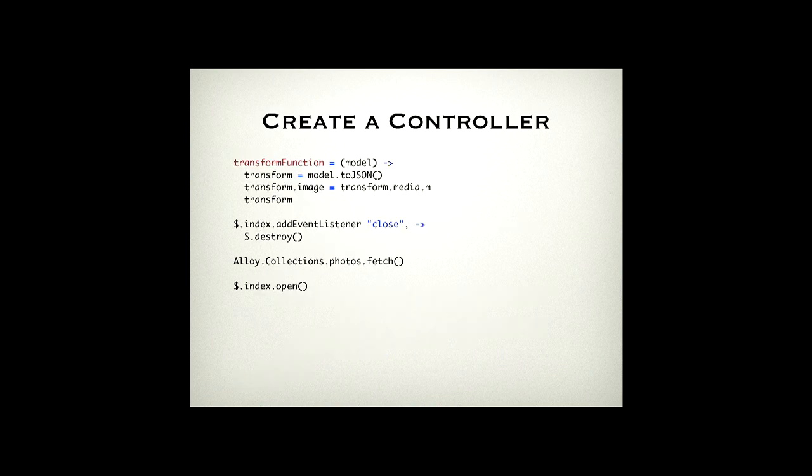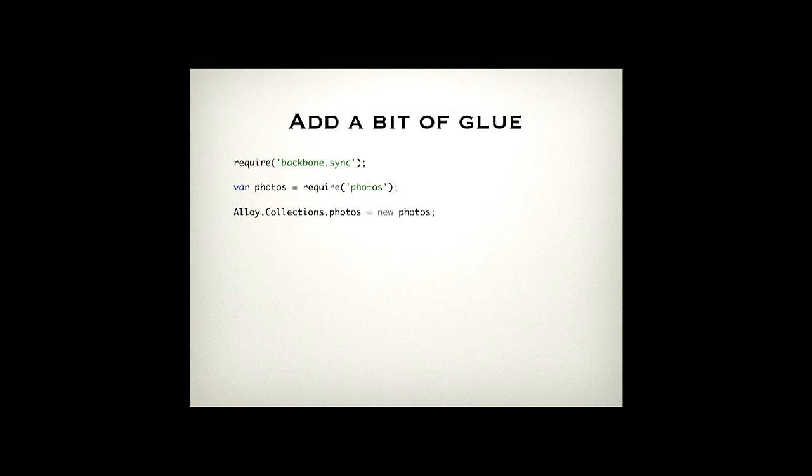Next, we create a controller that ties it all together. That transform function just takes the data that's coming back from the server and translates it into something that's a bit easier to use in the view. And then we need to make sure that we destroy the view when it's closed, so all the bindings are taken away and we don't have memory leaks and stuff like that in our application. Next, we fetch the initial set of models from the server and open that window. We add a bit of glue in the initialization to include the overrides for the Backbone sync method. We then fetch our common.js photos model, and then we add it to the Alloy collections namespace.